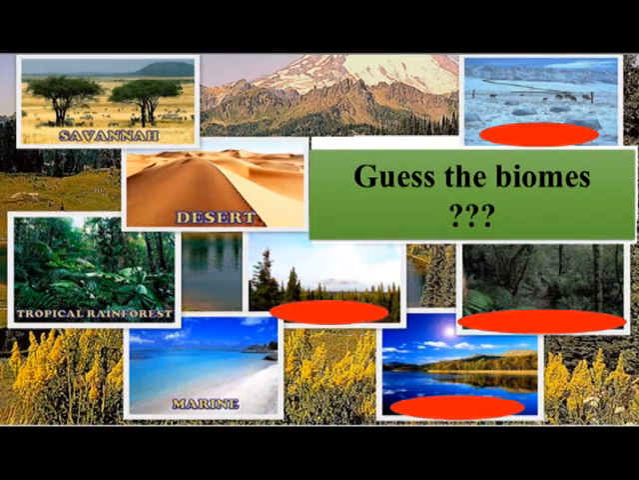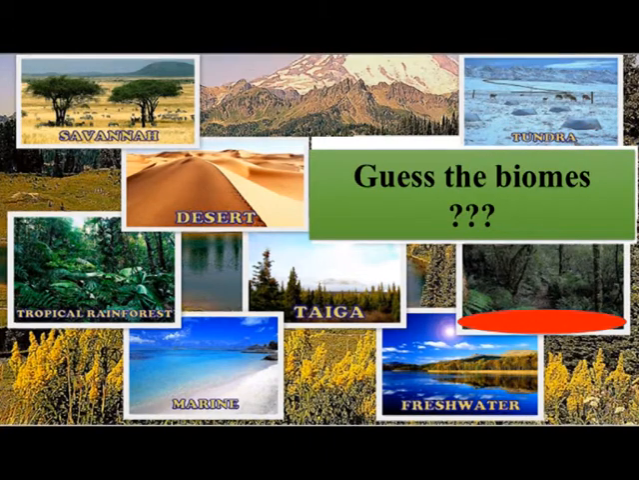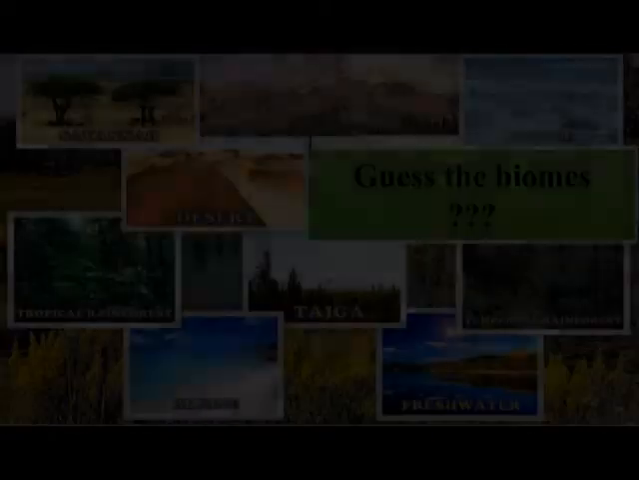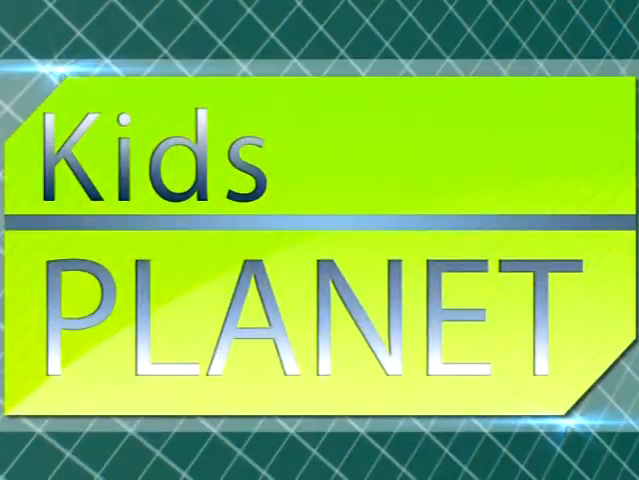After that, we have taiga. In the next picture, we have freshwater. After that, there is tundra. And finally, we have temperate rainforest.